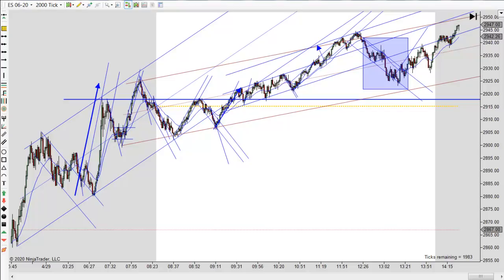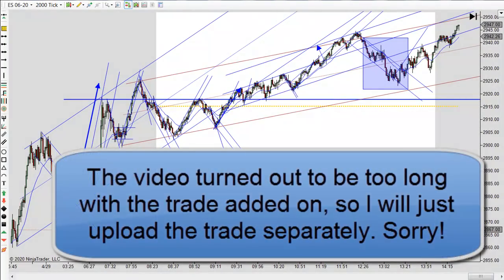A couple of things before we get started. I recorded another trade example today. I was going to put that at the beginning of the video, but I think I'll just tack that on to the end. So hang around at the end of the video and you'll get a freebie on another trade example.